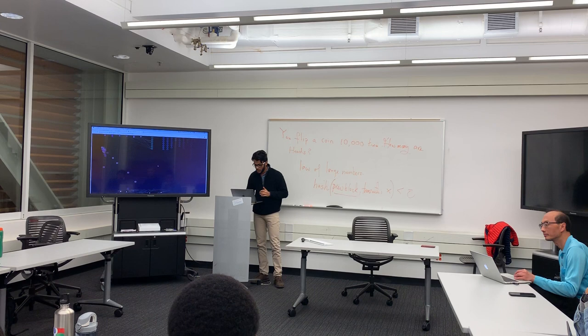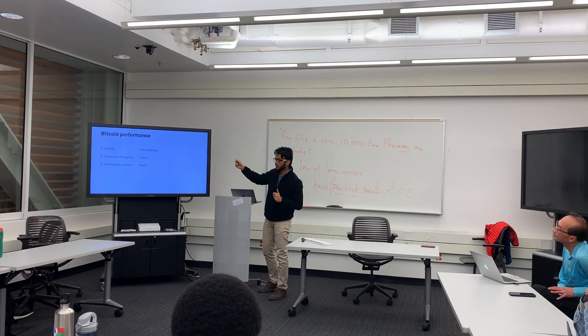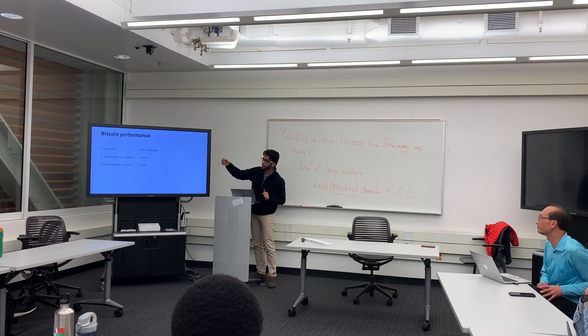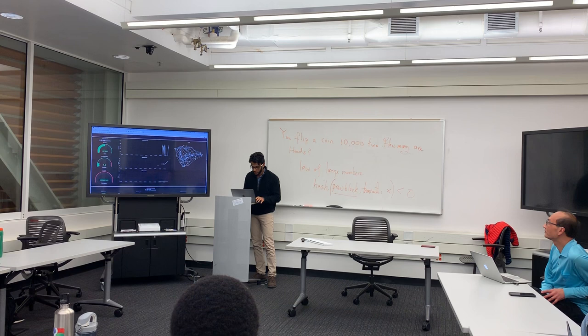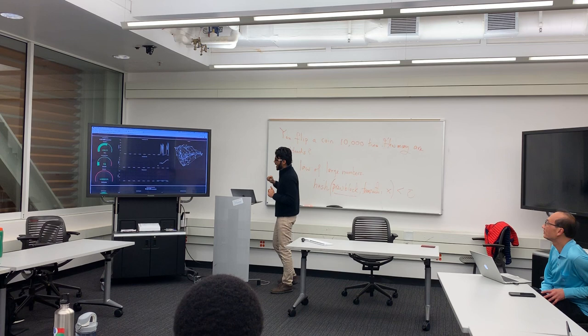If you remember, David showed these three performance metrics of Bitcoin, that is security, transaction throughput, and confirmation latency. And now let me show you the same three properties which Prism achieves. So this is the network with 100 nodes, and you can see that roughly every machine is connected to 4 or 5 other machines. And three panels: security, throughput and latency.